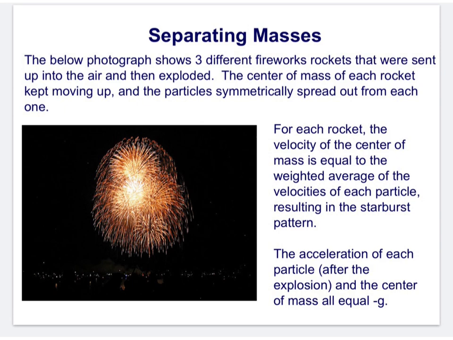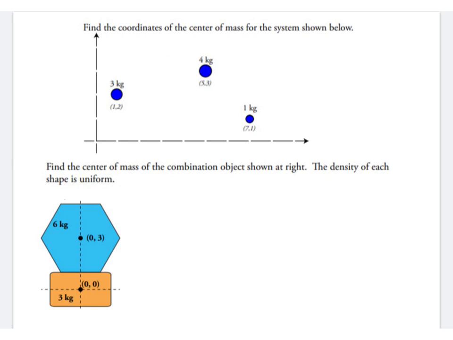The photograph below shows 3 different firework rockets that were sent up into the air and then exploded. The center of mass of each rocket kept moving up, and the particles spread out symmetrically from each one. For each rocket, the velocity of the center of mass is equal to the weighted average of the velocities of each particle, resulting in the starburst pattern. It's so pretty. You see it? The acceleration of each particle and of the center of mass all equal negative g, so they all have the exact same acceleration, and you could treat them as if they were still a combined mass. Pretty neat, if that's your thing.